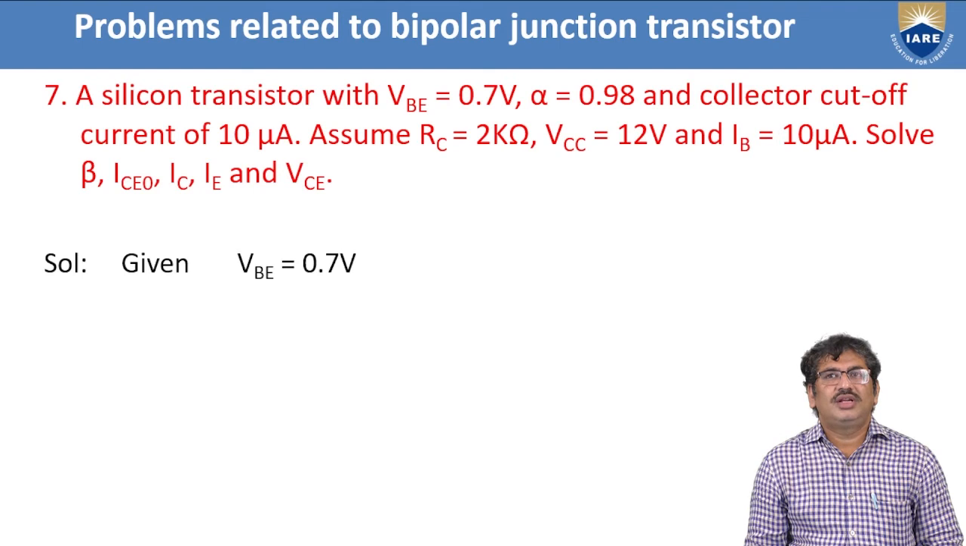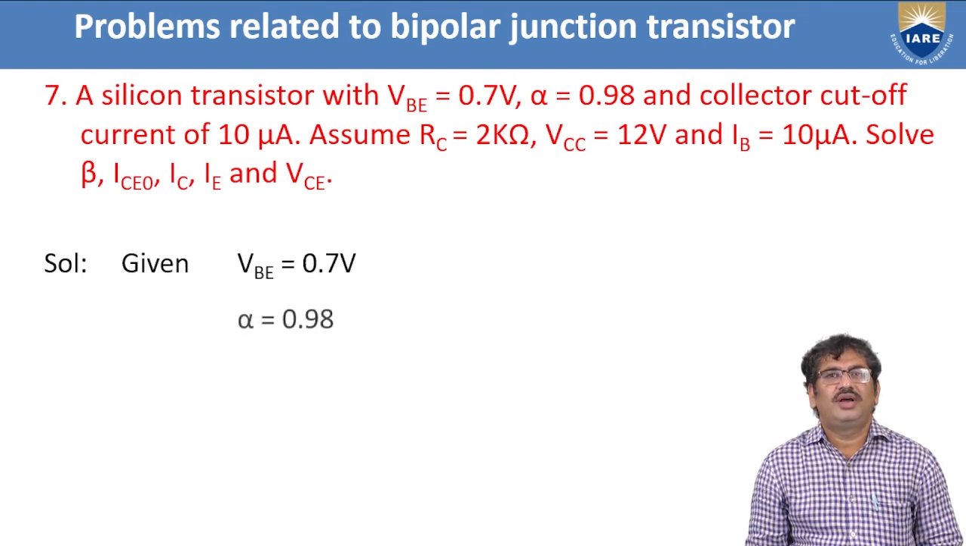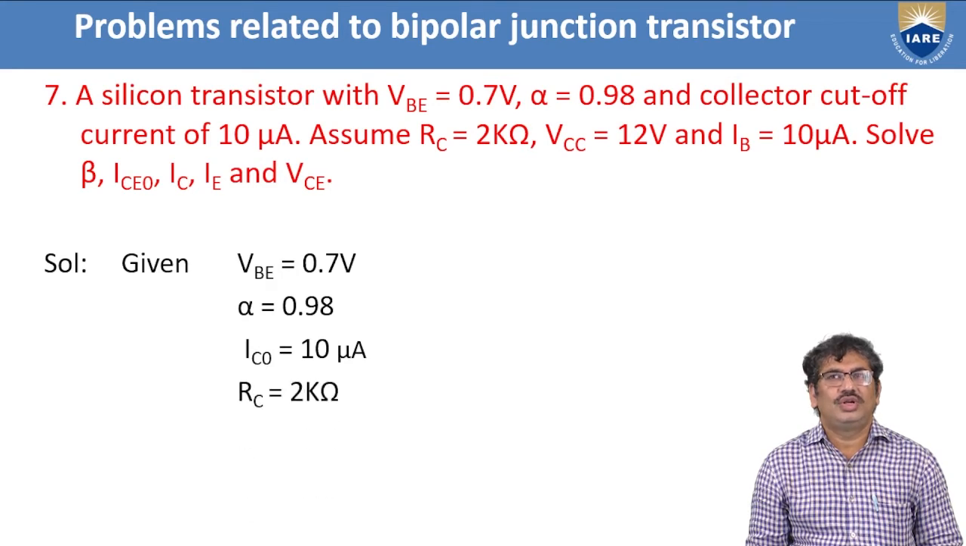The given values are VBE is 0.7 volts, alpha is equivalent to 0.98, ICO is equivalent to 10 microamperes, RC is equivalent to 2 kilo ohms, VCC is equivalent to 12 volts, IB is equivalent to 10 microamperes. Then we will estimate beta, ICEO, IC, IE and VCE.